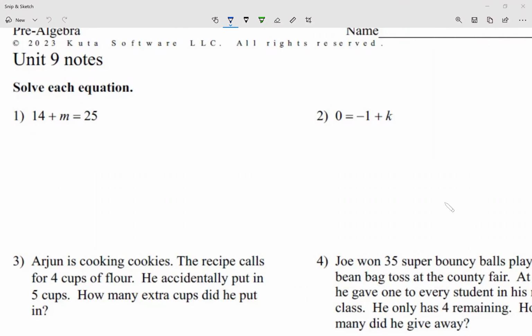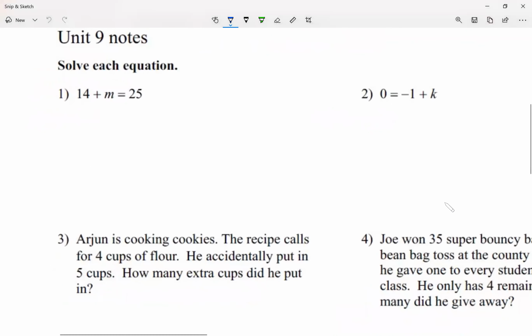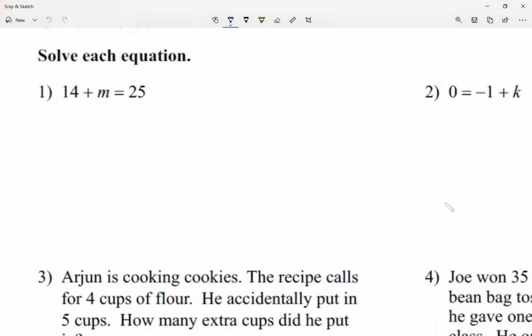Okay, we're going to start simple with equations, and I say simple because we're going to solve them real quick. Just one step. We're going to be dealing with adding or subtracting. When we say solve each equation, in reality, I'm asking what's the value of m that makes that statement true, right? 14 plus something is equal to 25. I want to know what is that something. What number for m makes that statement true?